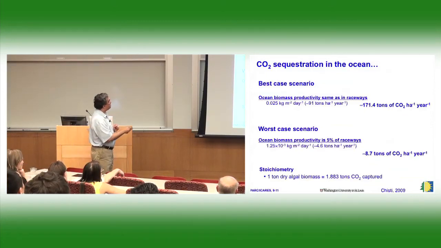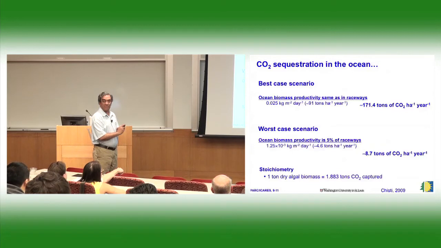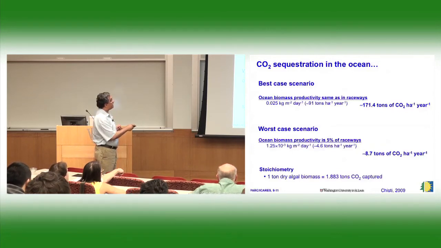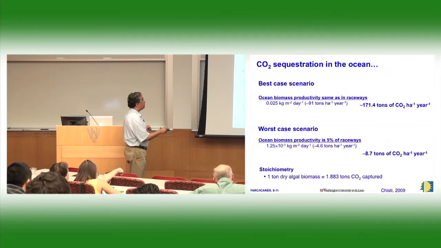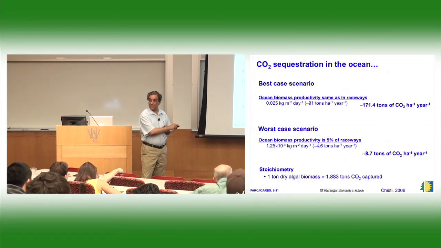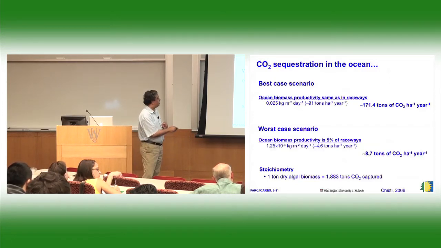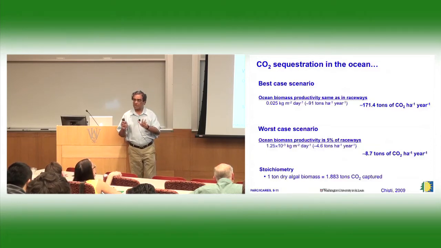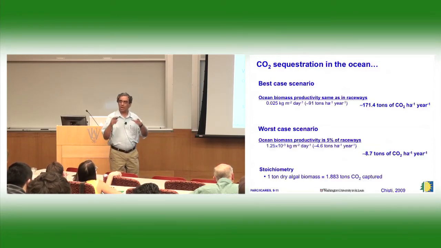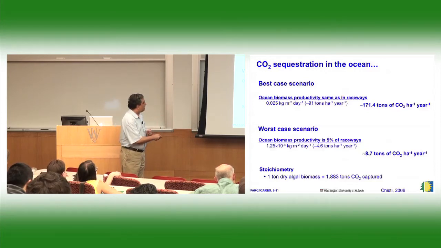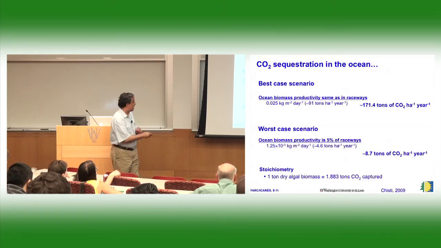The best case scenario, right? You have everything. Then you will have 25 grams per meter square per day, which translates into 91 tons per hectare per year, which translates into 171.4 tons of CO2 per hectare per year. That's the number. Worst case scenario, where the ocean biomass productivity is 5% of raceways. And these are real numbers. There is some relevance. This 5% number is not pulled out of a hat. And that one is 8.7 tons. So that's the difference, 171.4 and 8.7 tons.